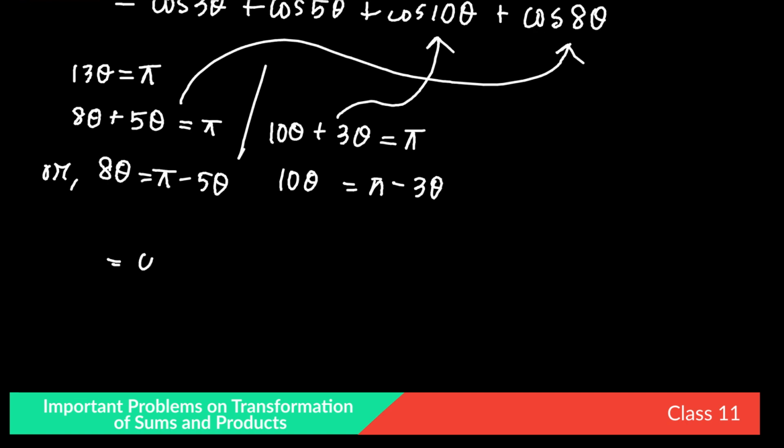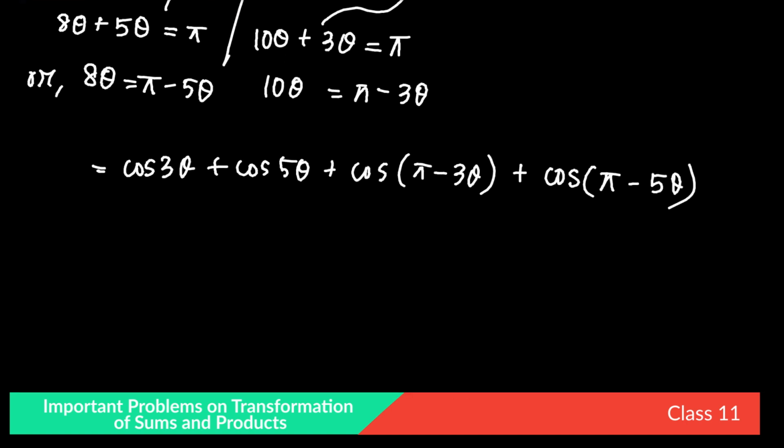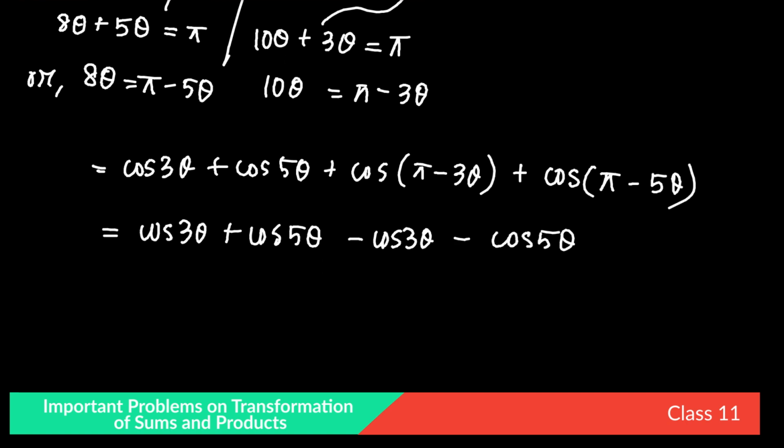So it is cos 3 theta plus cos 5 theta plus cos 10 theta. In place of 10 theta we will write pi minus 3 theta, plus cos of, in place of 8 theta, we will write pi minus 5 theta. So it is actually what? Cos 3 theta plus cos 5 theta. Now cos pi minus theta means minus cos theta. So minus cos 3 theta minus cos 5 theta. So this cancels, this cancels. So it is 0, equal to RHS.